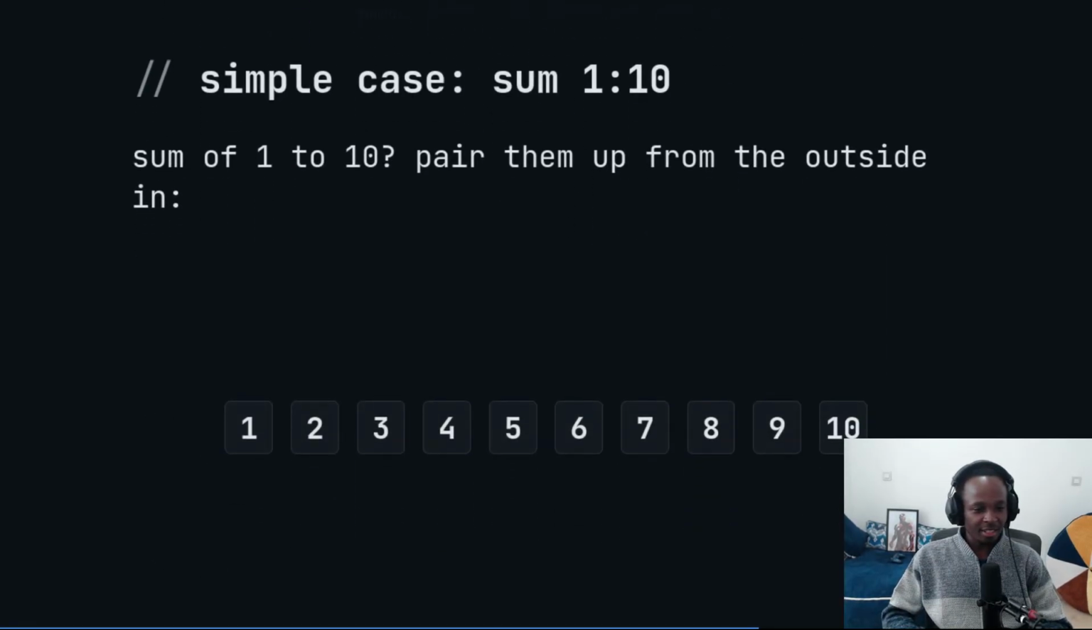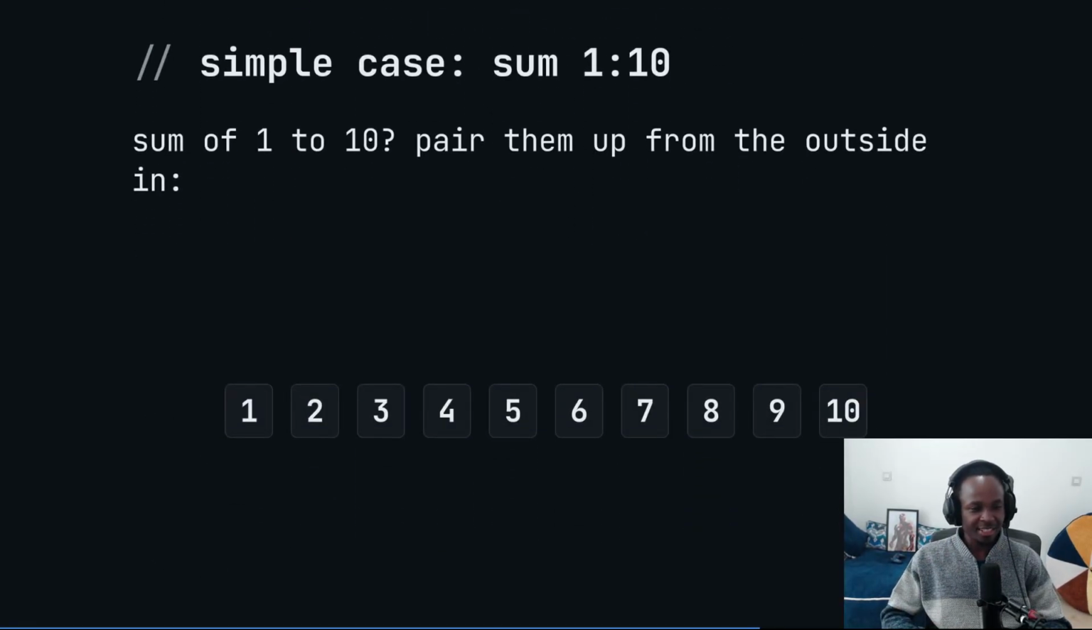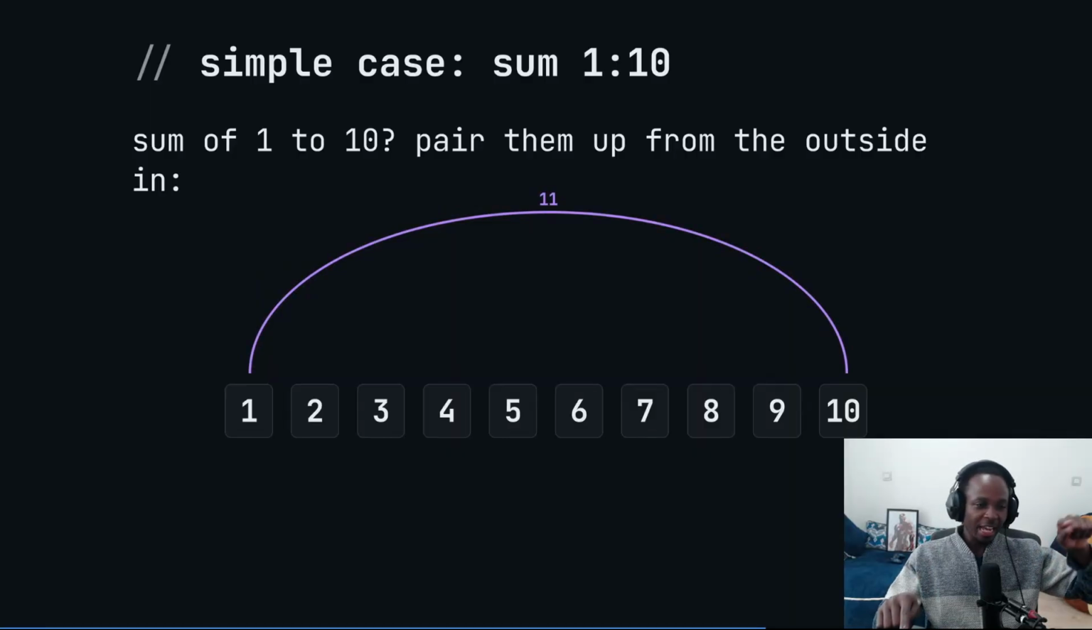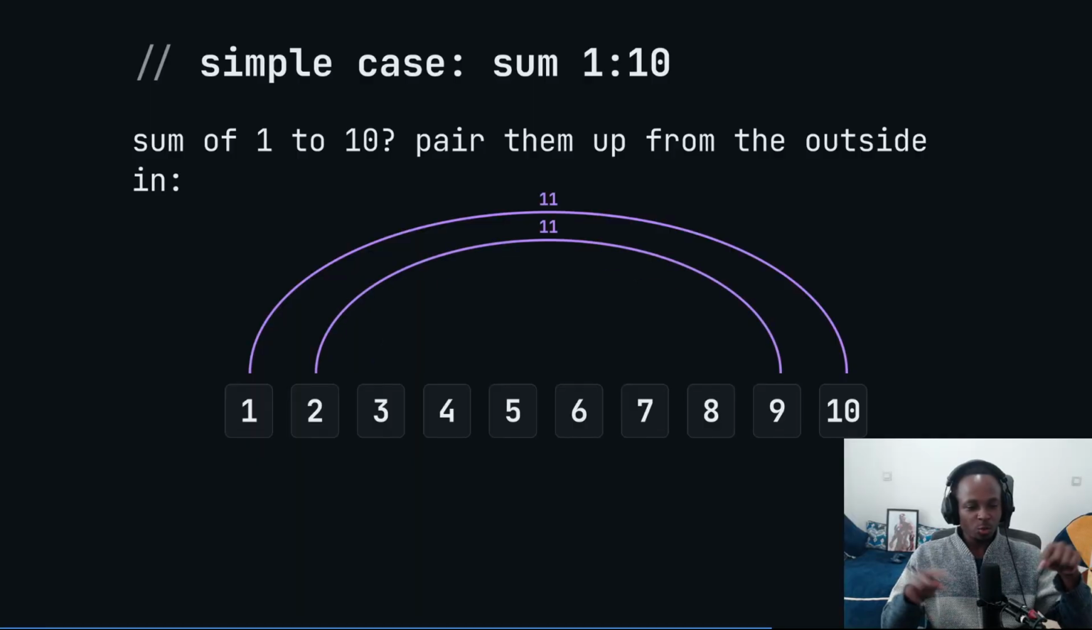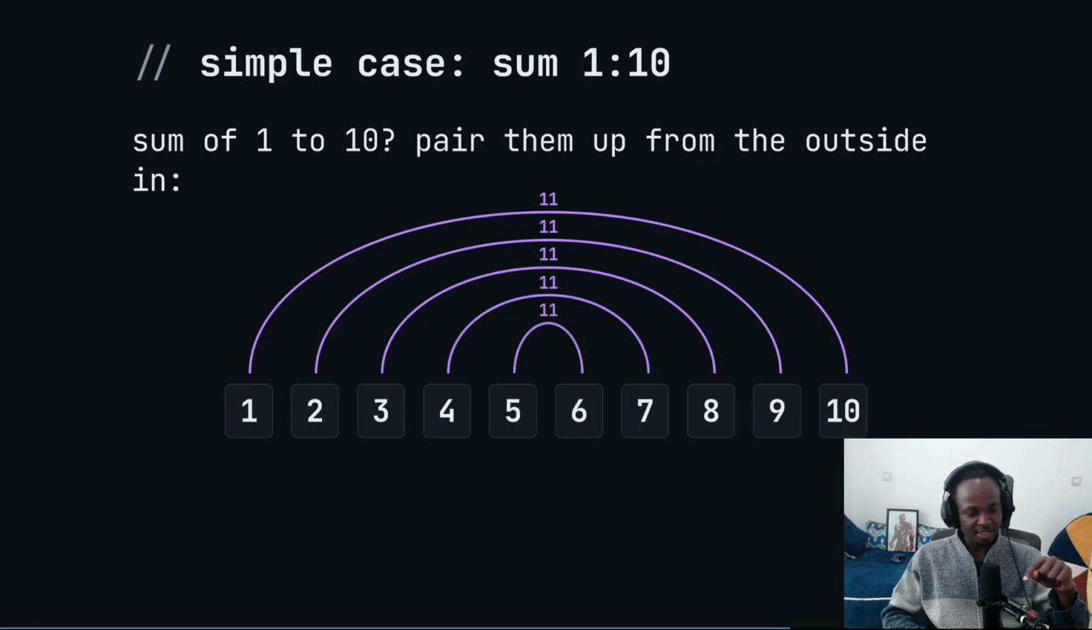So actually, let's just get to it. Let's start with how do you get the sum of the first 10 integers? I have them here. What we're going to do is add them from the outside coming to the inside. So we take 10 and 1. When you add those, you get 11, right? When you take 2 and 9, you get another 11. When you take 3 and 8, 11, 4 and 7, 5 and 6.